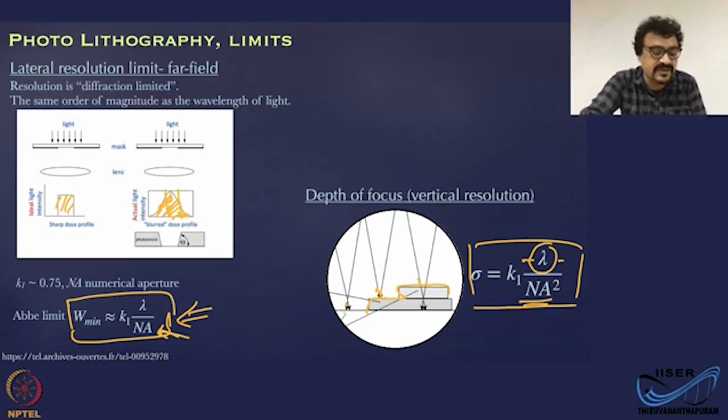So the wavelength you cannot touch very much, because it is mostly fixed by the characteristics of the resist, since certain resists are sensitive only to certain wavelength regions. So the wavelength is mostly fixed in the UV regime. Now what you have is the numerical aperture of the optical system. That is what you are going to adjust or engineer to get a better resolution in both the vertical and the lateral direction.